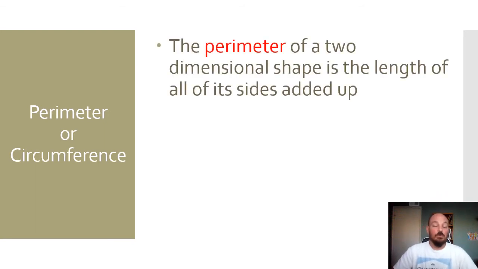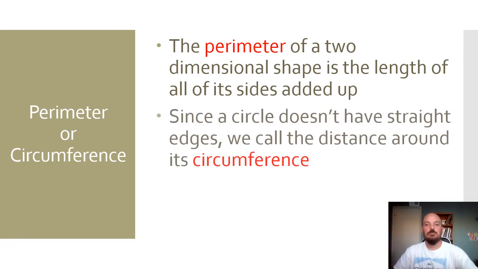Now, the perimeter of a shape means the distance around it. So for most shapes, you can do it by just adding up the lengths, adding up the sides. If you have a rectangle or a triangle or even a 5 or 6-sided figure, just add up all the sides. You've got the perimeter. Now, since the circle doesn't have straight edges to add up, we actually have a different name for it, but it's the same concept. It's the distance all the way around the circle. We call it circumference instead of perimeter.